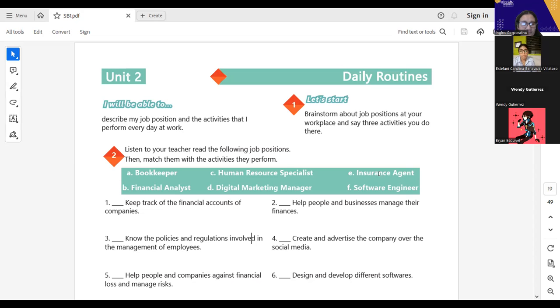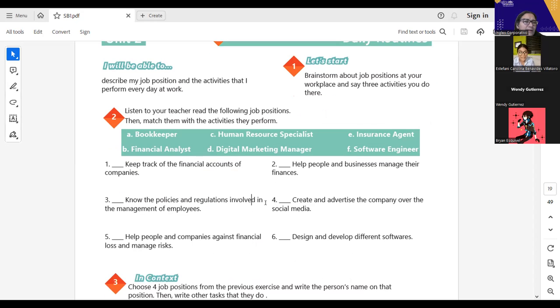No? Nobody. What is... All right. Insurance agent? ¿Hay gente de seguros? That's insurance. All right. It's all right. No problem. But you got the idea, right?